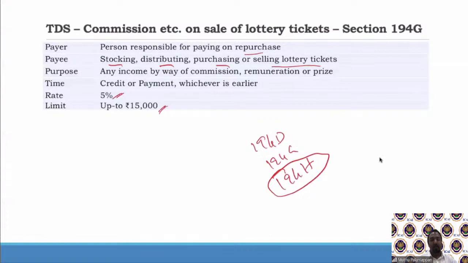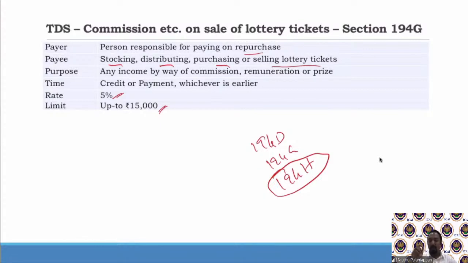So if it's only the amount exceeding 15,000, the provision gets applicable. So this 194G is for sale of lottery tickets. Relating to lottery tickets, it could be commission, remuneration, or the prize money of the lottery ticket. There will be a deduction of 5% up to 15,000.